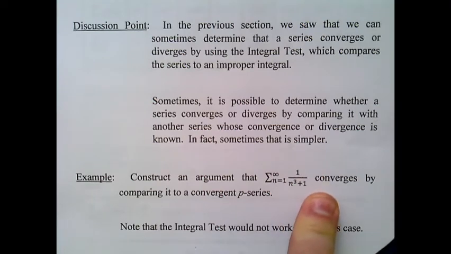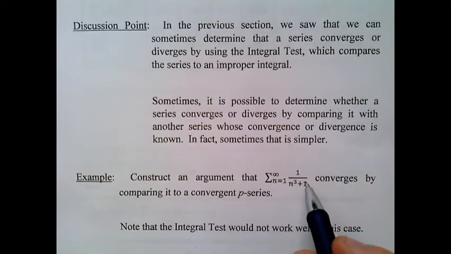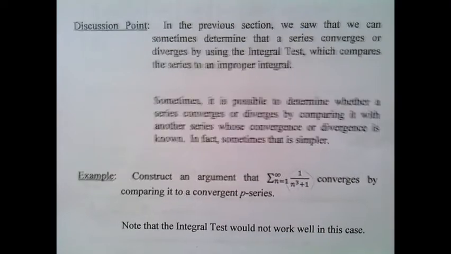The plus 1 makes it not a p-series, but I can still make a comparison to a p-series. Here's the key thing. The plus 1 makes the denominator bigger, which actually serves to make the fraction smaller. If you think about that, I think you know that's true. 1/3 has a bigger denominator than 1/2, but it's a smaller quantity.